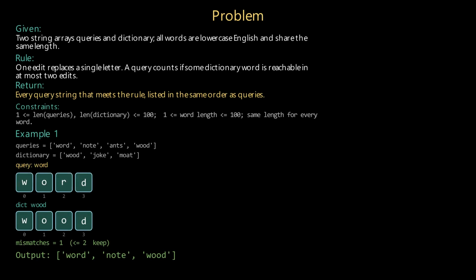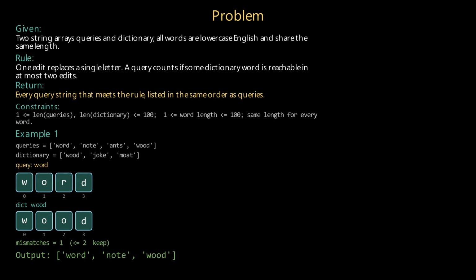You are given two lists of strings, queries and dictionary. Every word uses lowercase letters and every word has the same length. One edit means change a single letter to any other letter. A query word counts if you can reach at least one dictionary word using at most two such edits. Return the list of query strings that satisfy that rule, in the same order as queries.